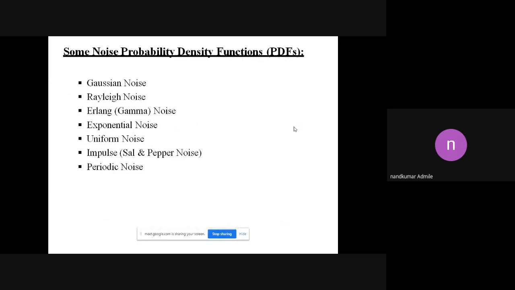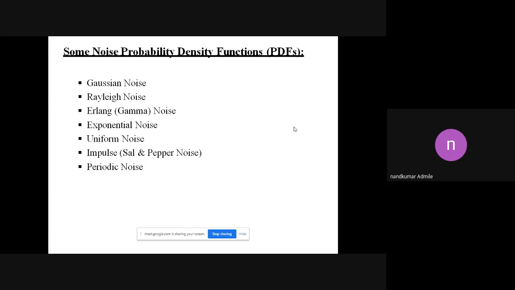Okay, so which kind of noises are presented in the image? That comes under the probability density functions. We have to study the important types of noises which are presented in the images. Here we listed the various types of noises.